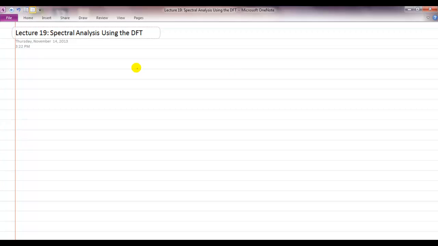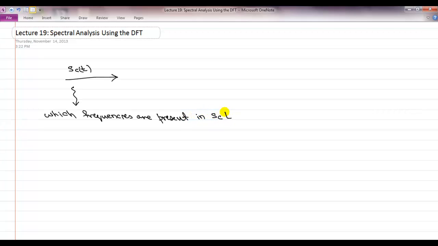So the question in spectral analysis is, of course, that we are given some signal s_c(t), and we want to find out which frequencies are present, and at which amplitude, in s_c(t). We are not just interested in which frequencies are present, but we are also interested in, for example, their relative magnitude, how one frequency is bigger than the other one, and so forth.